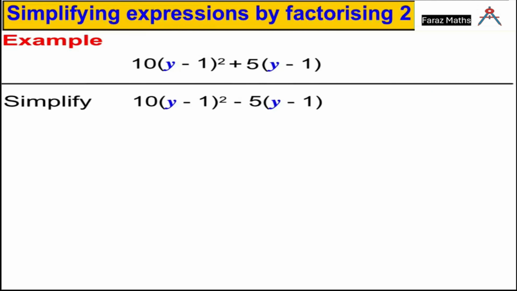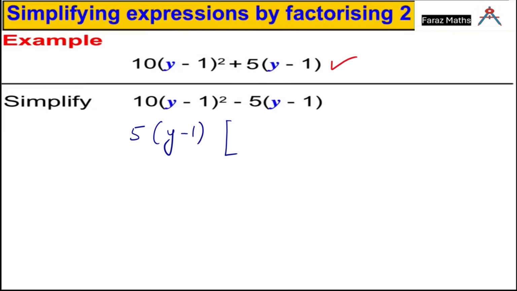So in the last slide we already did this one. Now that's a different question. 10 bracket y minus 1 whole square minus 5 bracket y minus 1. There's a negative sign, so you have to do it in the same way. From 10 and 5 the HCF is 5, and in between y minus 1 whole square and y minus 1 power 1 is the HCF.